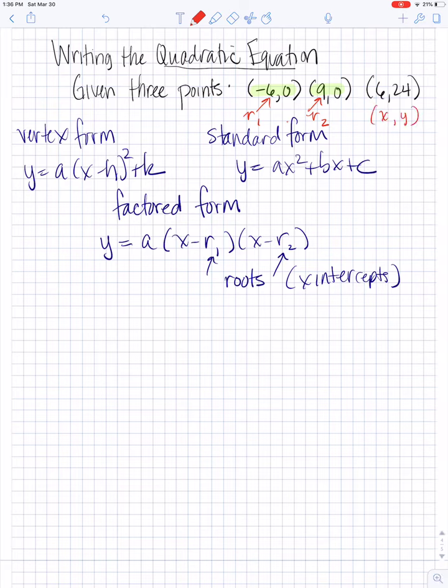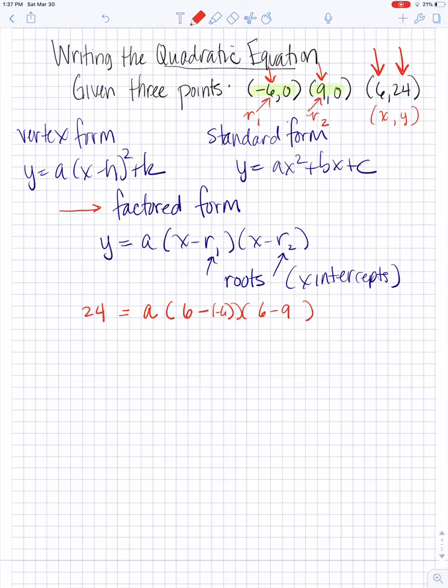So very much like in vertex form, we're going to go ahead and use factored form, and we're going to sub in all of the things that we've been given here. The thing we don't know is a, but we do know the rest of it. We can use 6 for x, so we can do 6 minus negative 6, and we can do 6 minus 9, and all of that's going to be set equal to 24. Again, look up here. We're using 24 for y, we're using 6 for x, and we're using the 2 roots that have been given to us.